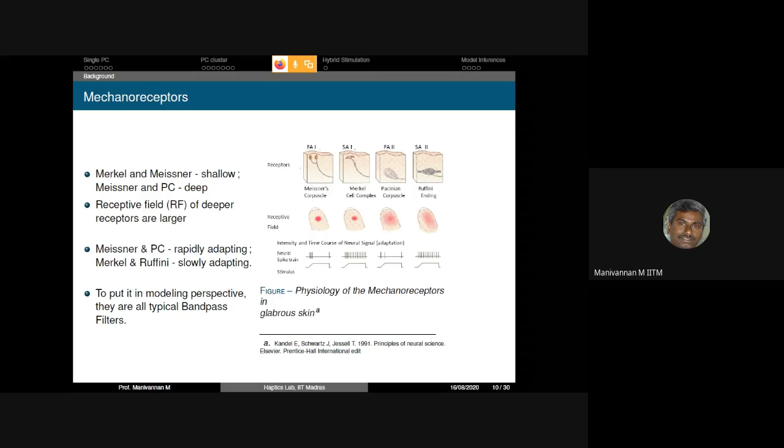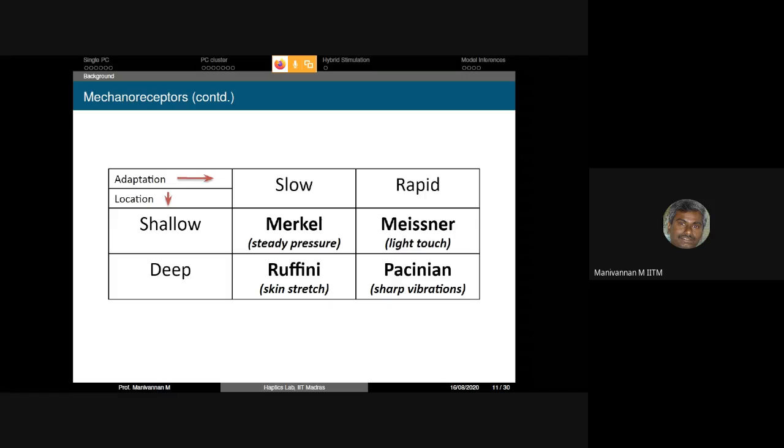The touch sense is mostly served by four major mechanoreceptors: Merkel, Meissner, Ruffini and Pacinian corpuscle. All these mechanoreceptors, which convert the stimulus into electrical impulses, act almost like a band-pass filter. That is our understanding. Each sensor is filtering certain characteristics of the stimulus and then conveying it to the brain. Some sensors are shallow, near the skin. Some sensors are very deep. Some sensors are slowly adapting. Some sensors are rapidly adapting, depending upon whether you want to capture the static nature or the dynamic nature. That is all very well known in the textbooks.